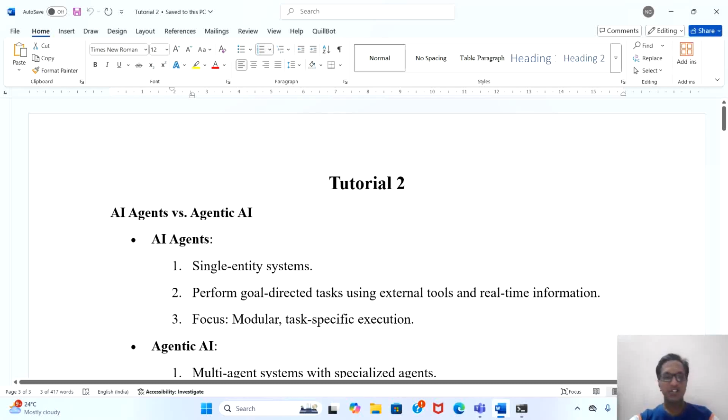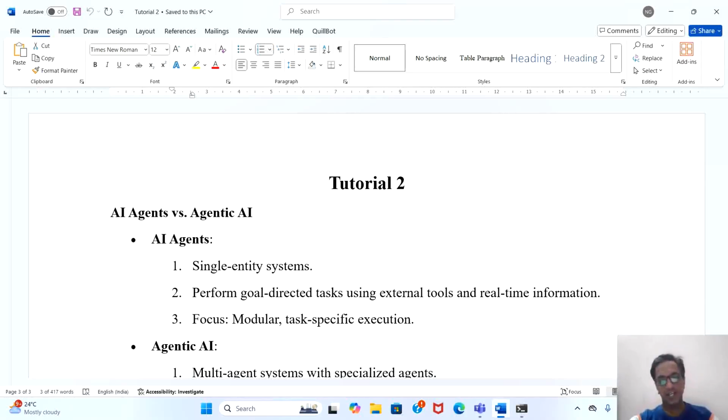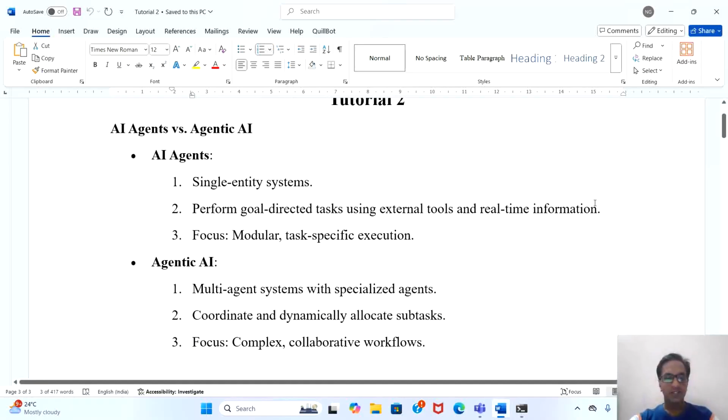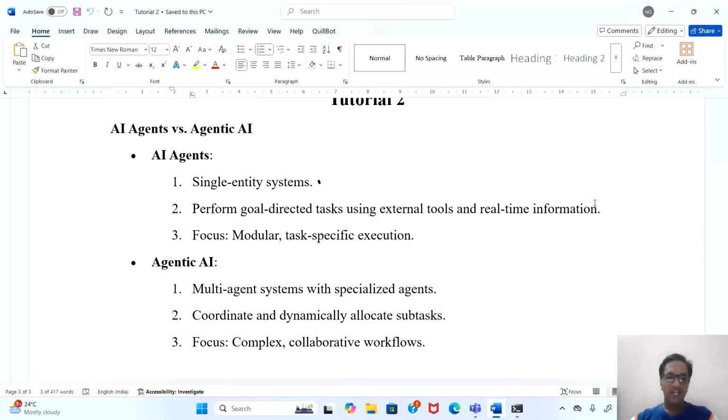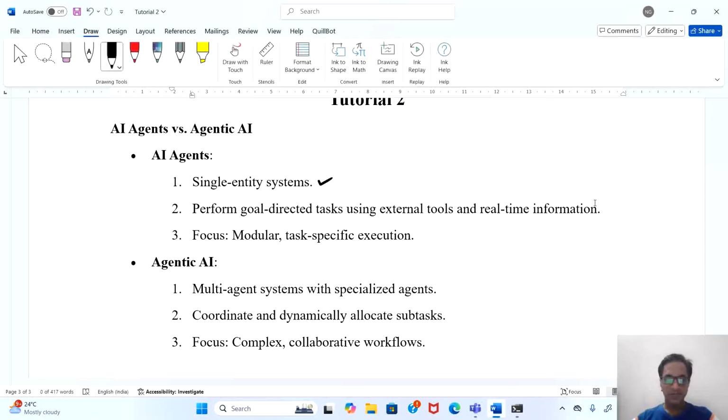Hello everyone. In this lecture, we are going to discuss the difference between AI agents and agentic AI. In the previous tutorial, I have already told that AI agents are independent or autonomous software designed to perform a specific task. And you can see here that AI agents are single entity systems.